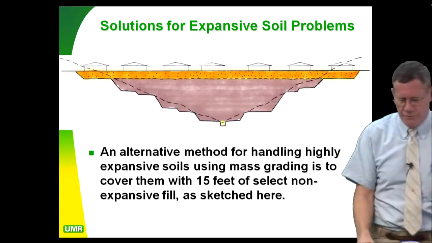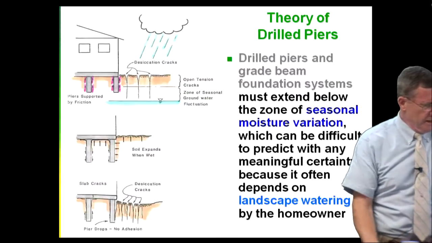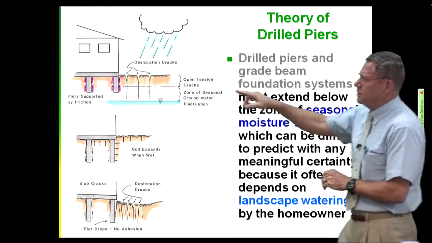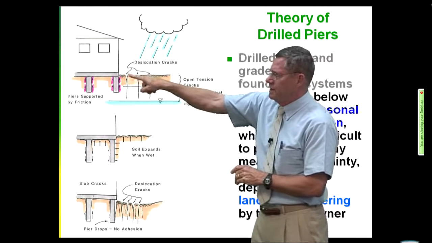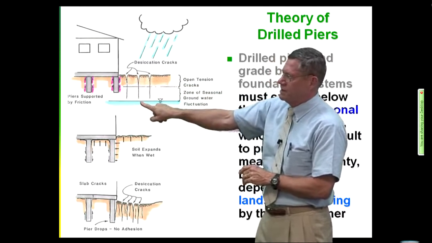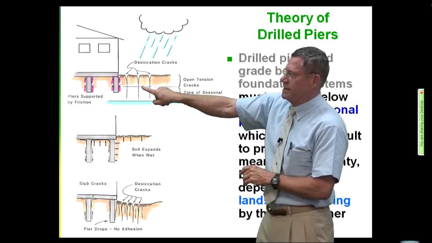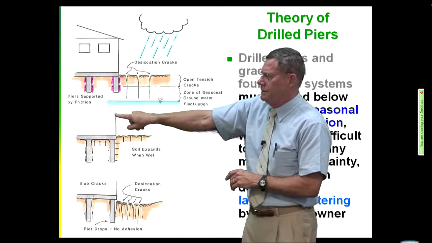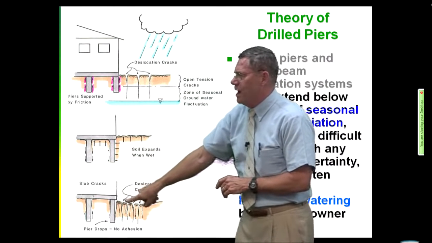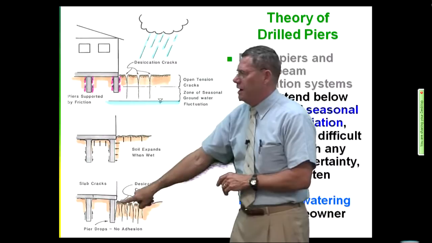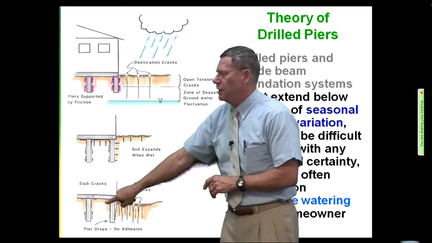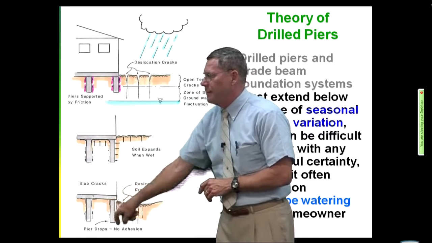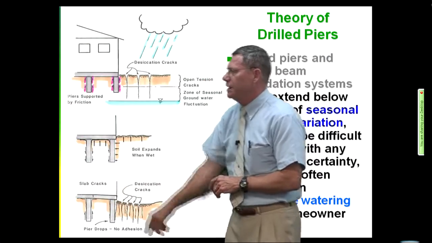We cover that in the 441 class. The theory of drilled piers is that you extend these piers below the zone of seasonal fluctuation. So this is the dry season, this is the wet season. Some might come all the way up to the ground surface. But those piers have got to be deep enough so that when things dry out, you don't get a loss of adhesion along 3/4 of the pier. When that happens, the pier will drop and you'll break the grade beam.